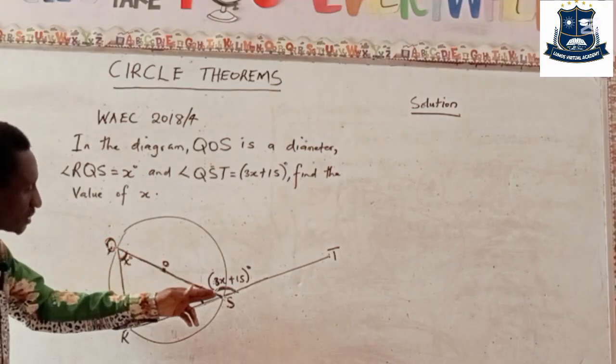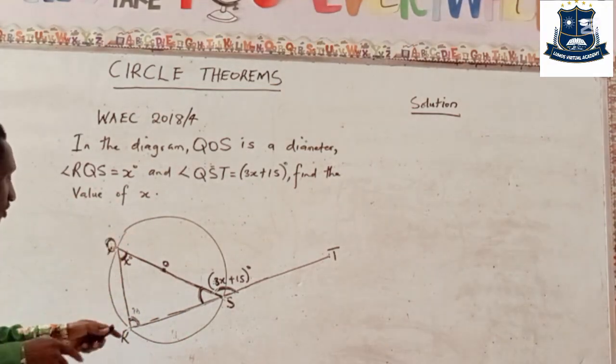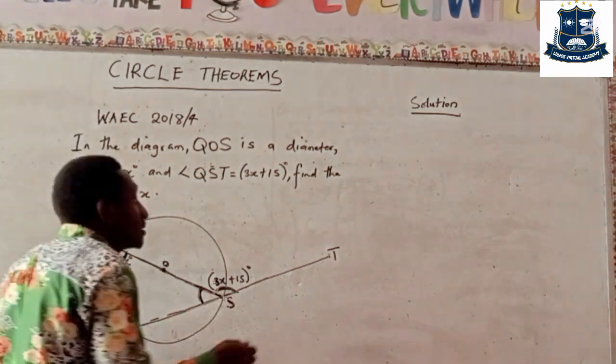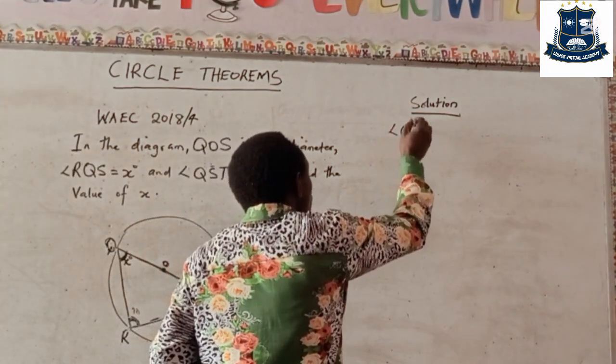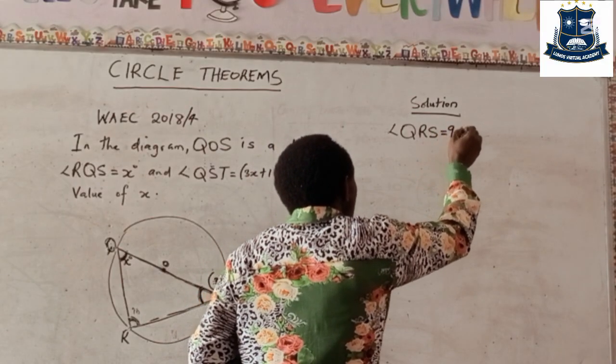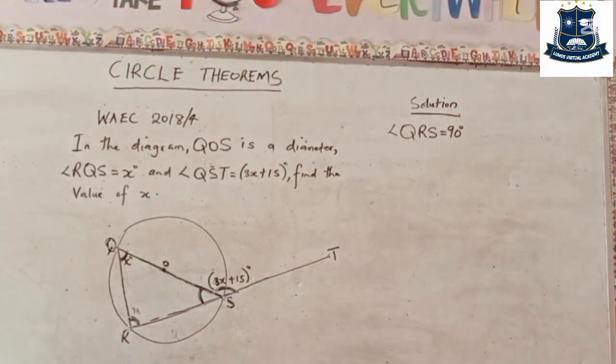So I have looked and I see that this is the diameter. The diameter forms an angle at the circumference. So I know here is 90 degrees. So first of all, let me establish the fact that here is 90 degrees. So I just simply say angle QRS is equal to 90 degrees.